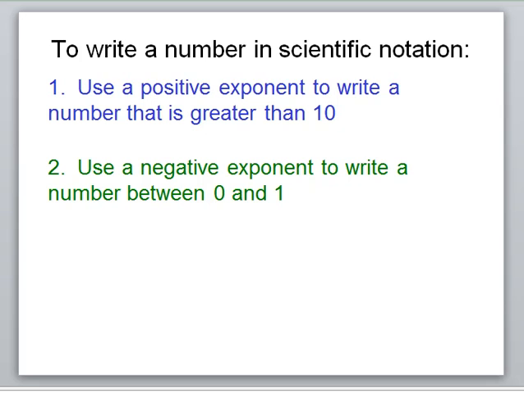So to write a number in scientific notation, one of the things we're going to do is use a positive exponent to write a number that's greater than 10. So we'll use a positive exponent to write a number that's greater than 10. And we'll use a negative exponent to write a number that's between 0 and 1, or those decimals.